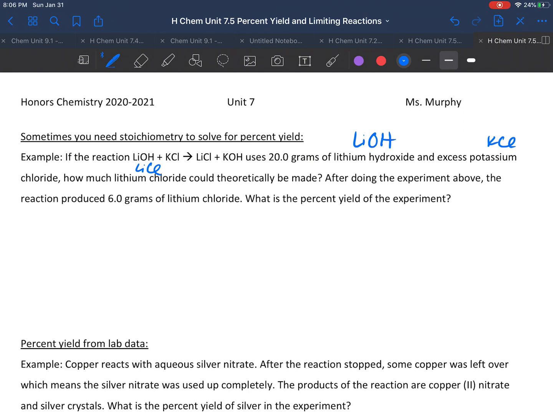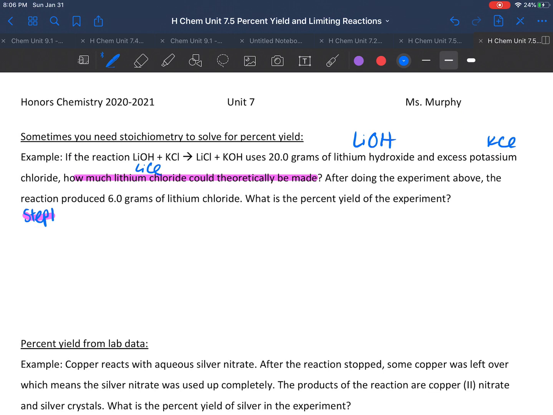What's the percent yield? So this is kind of a two-parter. The first step, we have to use stoichiometry to see what the theoretical amount would be. That's the first question I'll highlight here in purple. How much lithium chloride? So this is our first step here. I'm going to call this step 1.